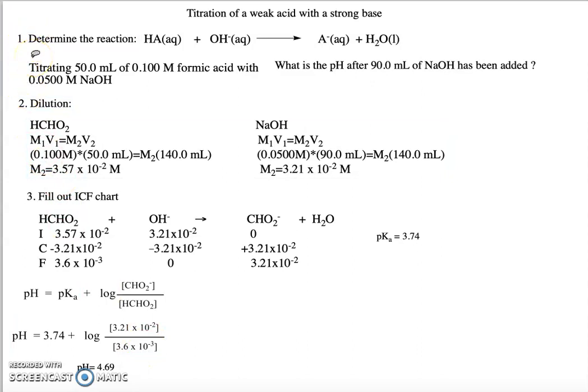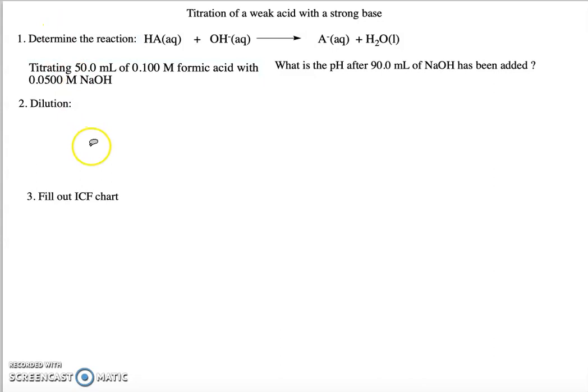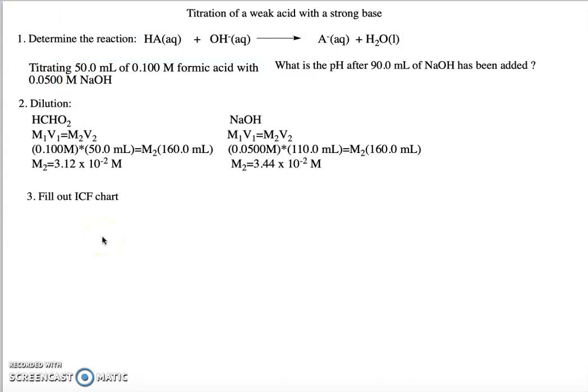So I want to look at one more case where we add 20 more milliliters of the NaOH. So we add a total of 110 milliliters of NaOH. Same problem, but more NaOH. We're going to do our dilution calculations again. So the numbers are a little bit different this time. We have 50 as our starting volume. We have 160 as our final volume.